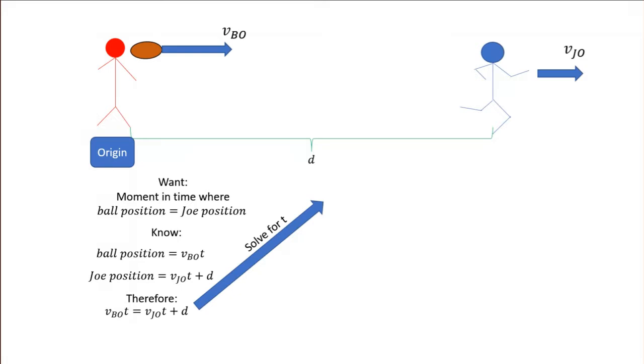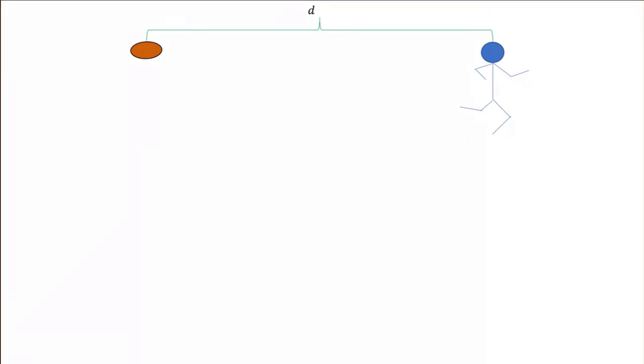The first step in solving for time is to move all terms that have t in them over to the same side. So we will subtract VJO times t from both sides. Now that those two t terms are together, we will factor out their common t. Then we divide both sides by VBO minus VJO, and are left with this equation. So now we have solved for time, which is what we wanted to do.